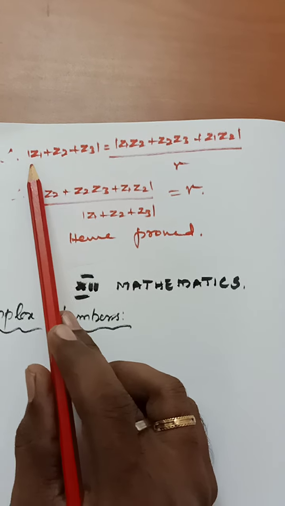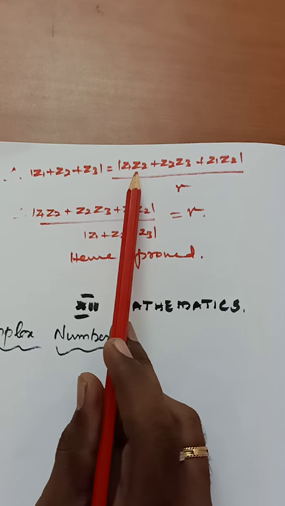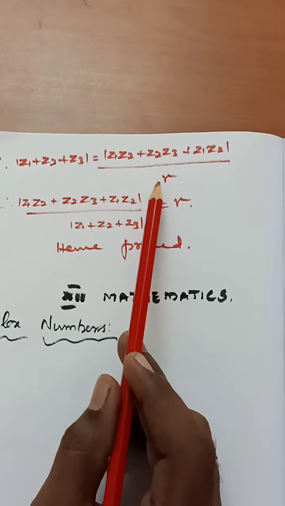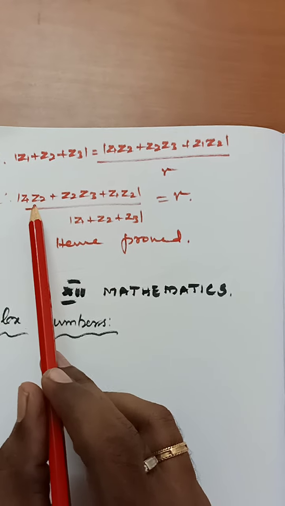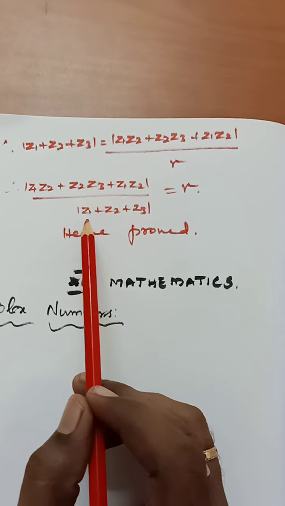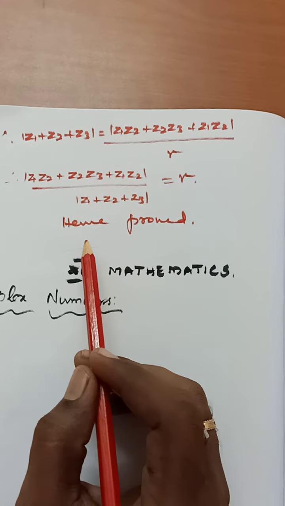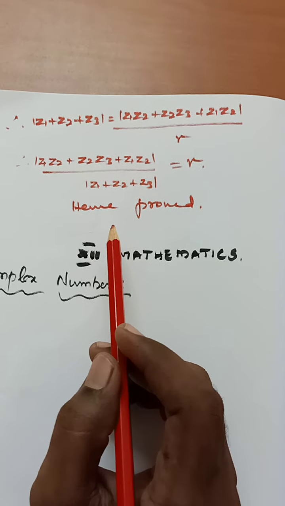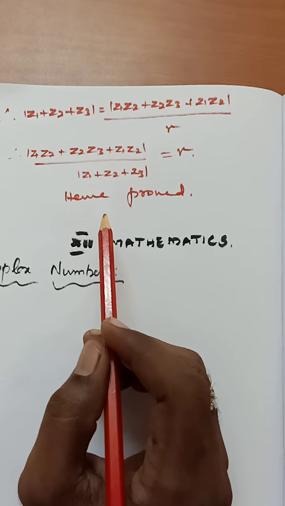So modulus of z1 plus z2 plus z3 equals modulus of (z1 z2 plus z2 z3 plus z1 z3) by r. Interchanging r and this one, we get modulus of (z1 z2 plus z2 z3 plus z3 z1) by modulus of (z1 plus z2 plus z3) equals r. Hence proved. So this is one of the 5-mark questions. The same question you have in the exercise with numbers. That we will see in the exercise. Thank you.